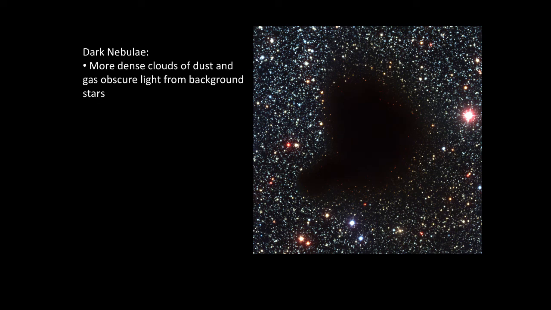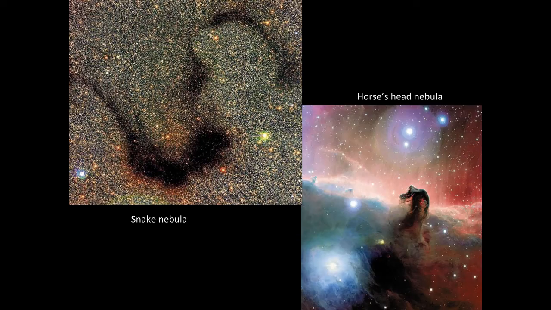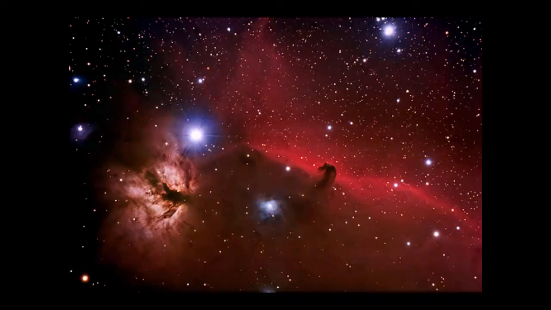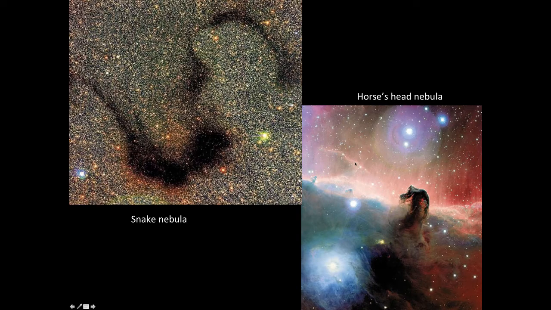So these are more dense clouds of dust and gas, and they don't emit light, they don't reflect light, they don't get excited. What they do is they just get in the way of light from background stars and obscure it. Dust clouds tend to be very cool, 10 to 100 Kelvin. Some famous examples are the Snake Nebula and the Horsehead Nebula in Orion. In fact, the Horsehead Nebula, as you can see here, actually contains examples of all three types of nebula. You get the pink emission nebulae, blue reflection nebulae, and the dark nebulae.